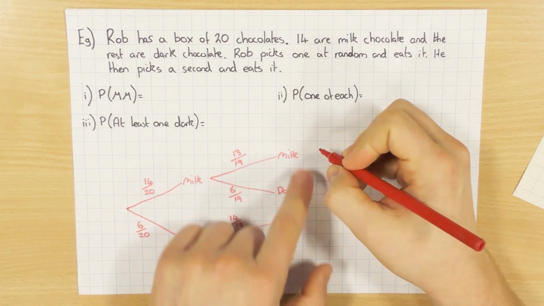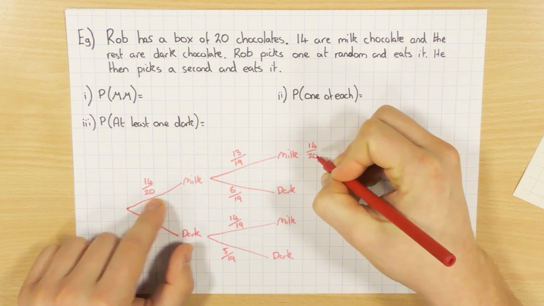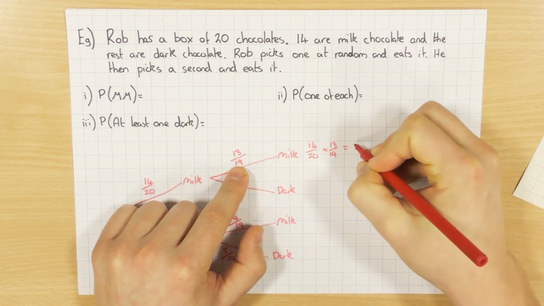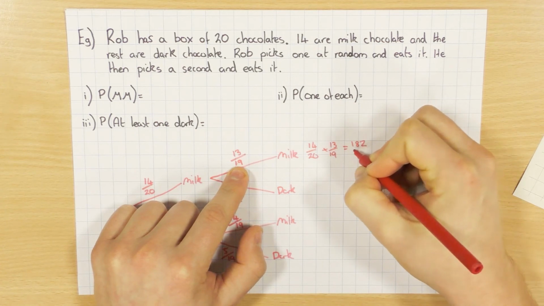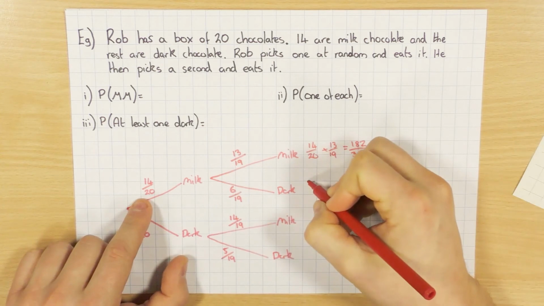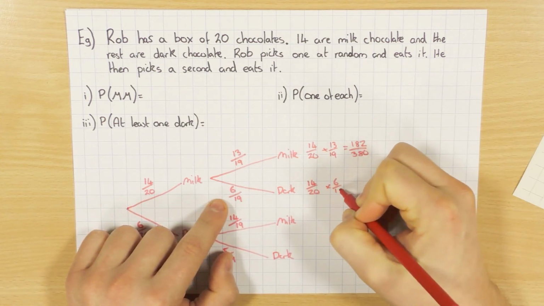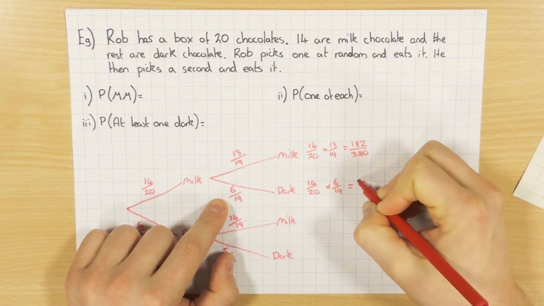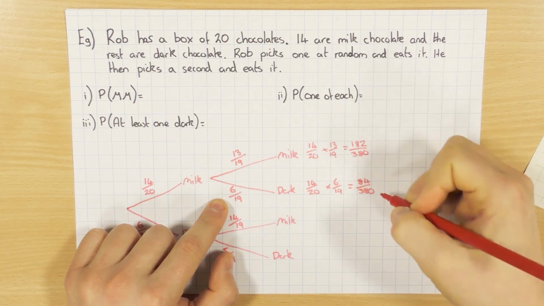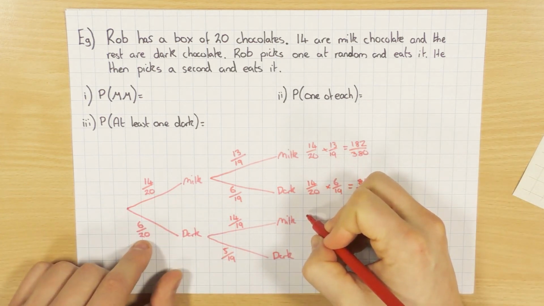So if I want to work out all the probabilities for these 4 then, I'm going to have 14 over 20 times 13 over 19, and that gives me 182 over 380. Then I'm going to do 14 over 20 times 6 over 19, and that'll give me 84 over 380. Again, notice I'm not simplifying these because the denominators will remain the same, so it's handy.